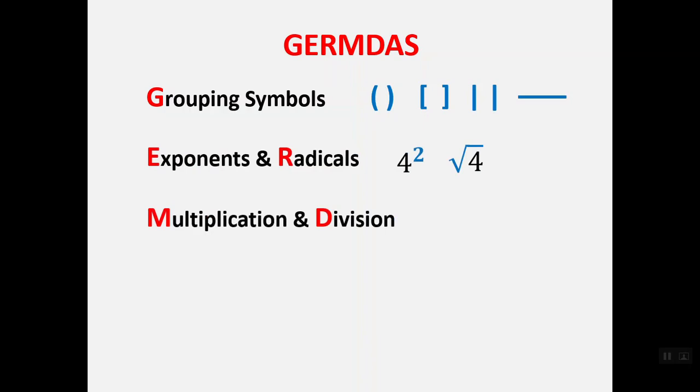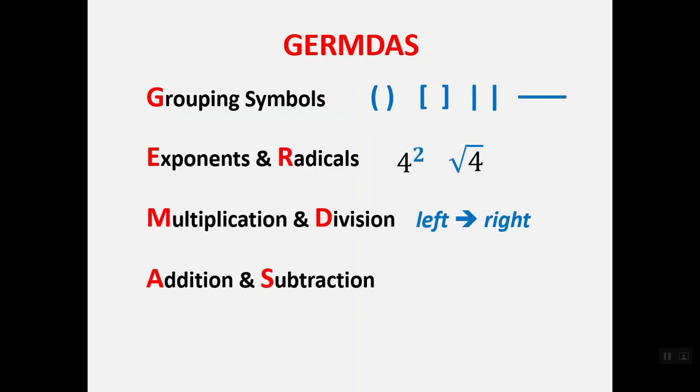Next comes multiplication and division, and neither of those comes before the other. You need to do any multiplication or division as it occurs from left to right within the expression. Very important, left to right. And then last is addition and subtraction. And it's the same as multiplication and division. You do any addition or any subtraction as it occurs within the expression from left to right. So make sure you have all of those rules written down.